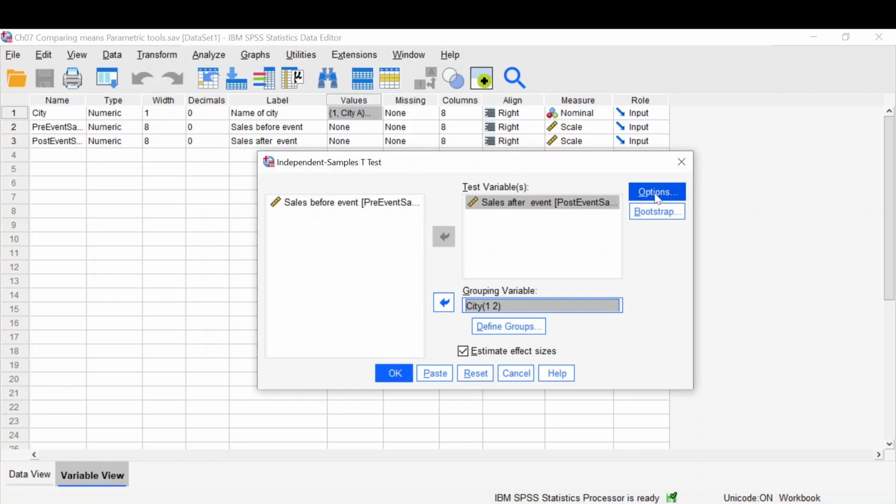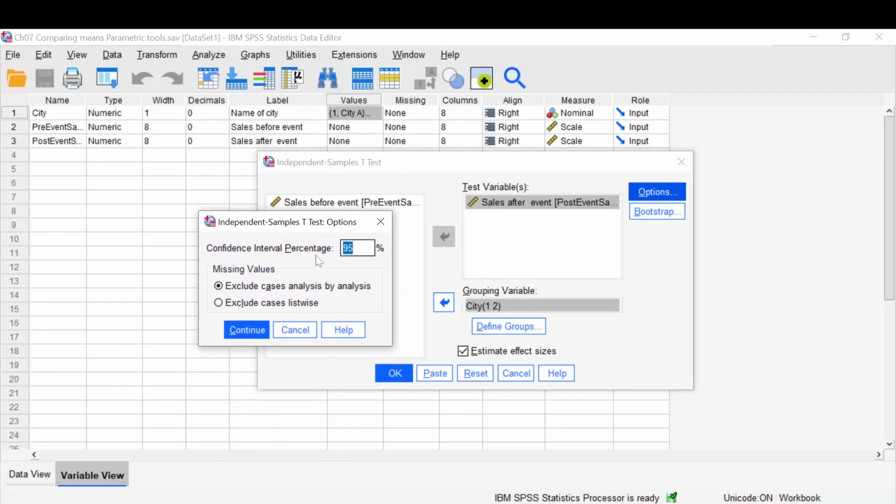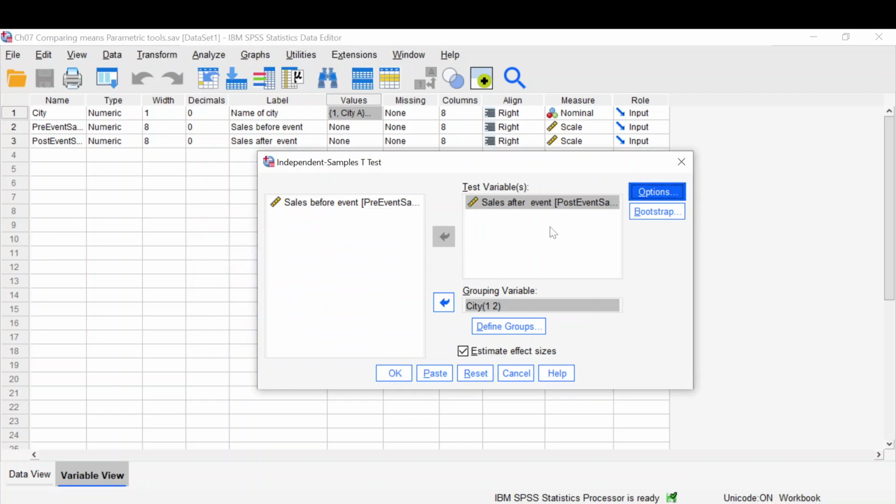Next, as I always like to do, click options. You're not going to make any changes here, but just confirm that you have a 95% confidence interval and that you're excluding cases analysis by analysis. If you'd like to hear more about why we select these options, please refer to the one samples t-test video. We're not going to do any bootstrapping here. It's out of scope of this course, but sometimes you need to do that if you're missing a certain number of respondents in your data set.